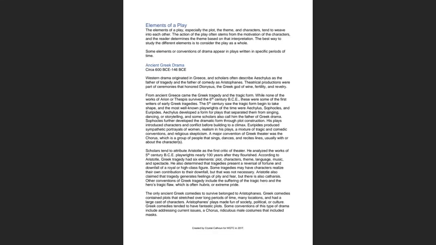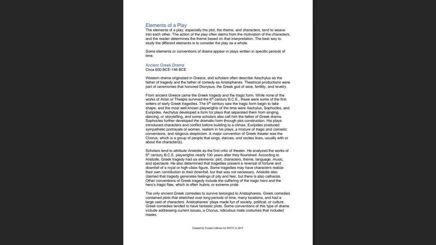The 5th century saw the tragic form begin to take shape, and the most well-known playwrights of the time were Aeschylus, Sophocles, and Euripides. Aeschylus developed a form for plays that separated them from singing, dancing, or storytelling, and some scholars call him the father of Greek drama. Sophocles further developed the dramatic form through plot construction, and Euripides produced sympathetic portrayals of women, realism in his plays, a mixture of tragic and comedic conventions, and religious skepticism.